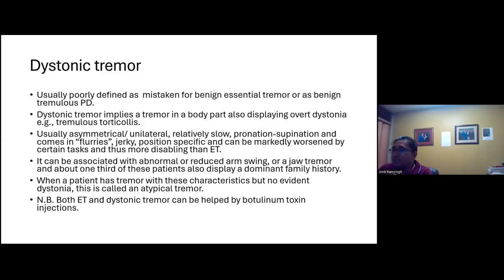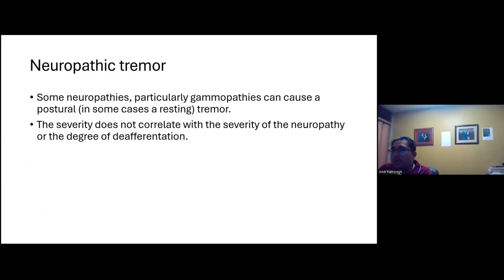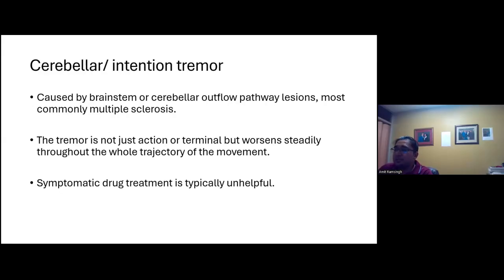We have the neuropathic type tremor, which we see in different neuropathies, such as that associated with monoclonal gammopathies. And they're usually somewhat of a resting type tremor. However, the severity of the tremor does not usually indicate the severity of the neuropathy or the degree of deafferentation. Cerebellar or intention type tremor is usually caused by brainstem or cerebellar outflow pathway lesions.